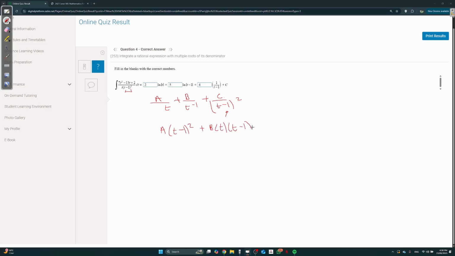So b into t minus 1. The c already has t minus 1 squared, so what does it need? It needs a t, equals the original numerator 7t squared minus 13t plus 2. Yalla, let's take a look.